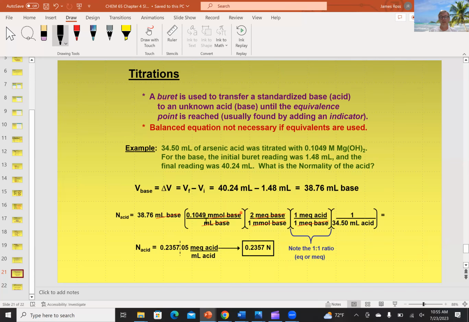So far, everything gives me my numerator, milliequivalents. Finally, I need my denominator, how much original acid I had, and I had 34.5 milliliters. Putting this in as an input at the end, I now have a calculation, and it gives me 0.235705 milliequivalents per milliliter, or equivalents per liter, depending on how you want to phrase it. Either way, I say I have a 0.2357 normality solution.